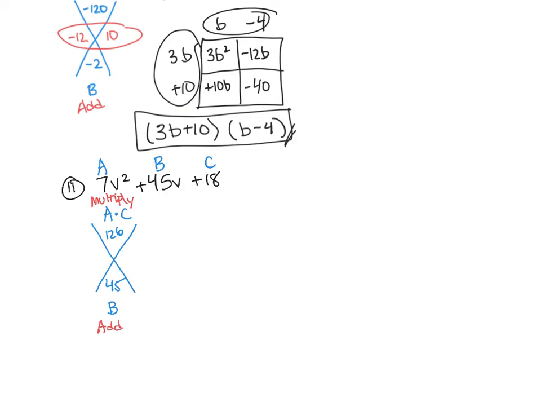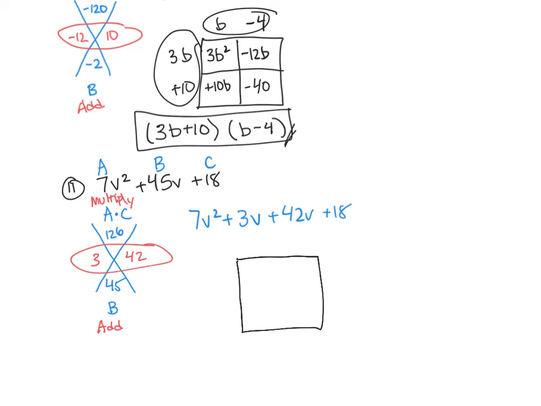I'll let you know, this is not something that I knew off the top of my head. I had to play around in my calculator a little bit. But I found that 3 and 42 worked as our answers. So we can split up that middle value into 7v squared plus 3v plus 42v plus 18. Again, if you had these switched, that's totally okay. But when we write these up in a box, there we go. We'll have 7v squared plus 3v plus 42v plus 18. I just kind of write it in the order that I see it.